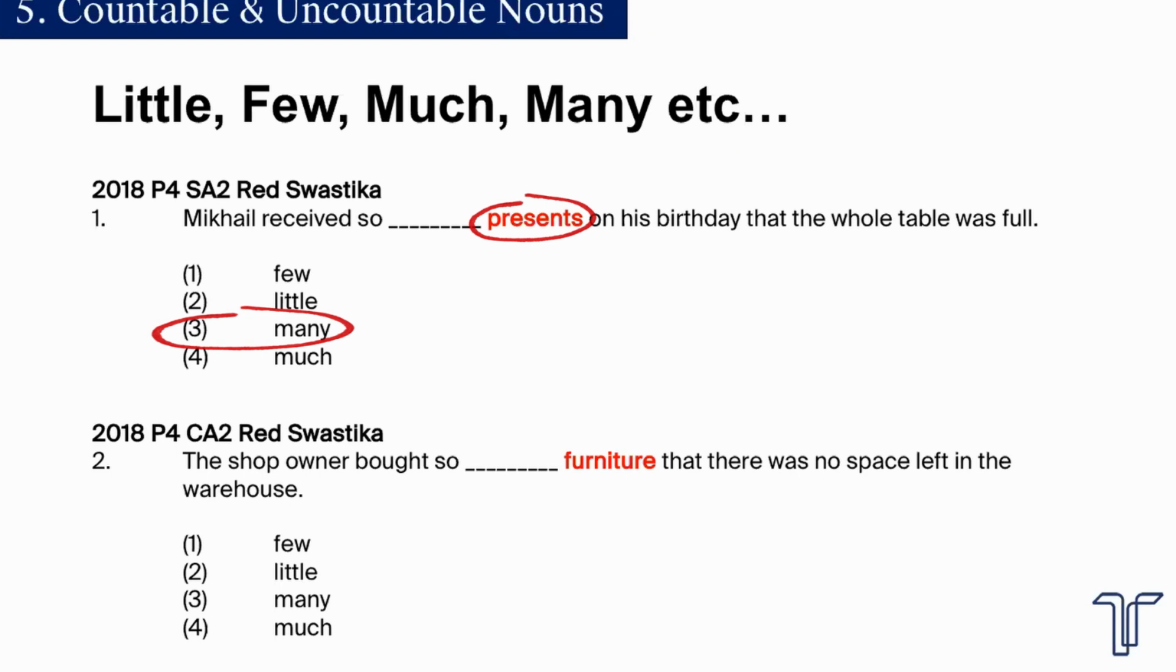The shop bought blank furniture. Again, you should know that furniture is uncountable because you don't say 1 furniture, 2 furnitures, 3 furnitures. You can say 1 piece of furniture, 2 pieces of furniture, 3 pieces, but you don't say 1 furniture, 2 furniture. So furniture on its own is an uncountable noun. If it's an uncountable noun, I'm only left with little or much. So I need to read the question to know whether it is little or much. In this case, furniture, there was no space left in the warehouse. That means there must have been a lot, right? So the shop owner bought so much furniture.